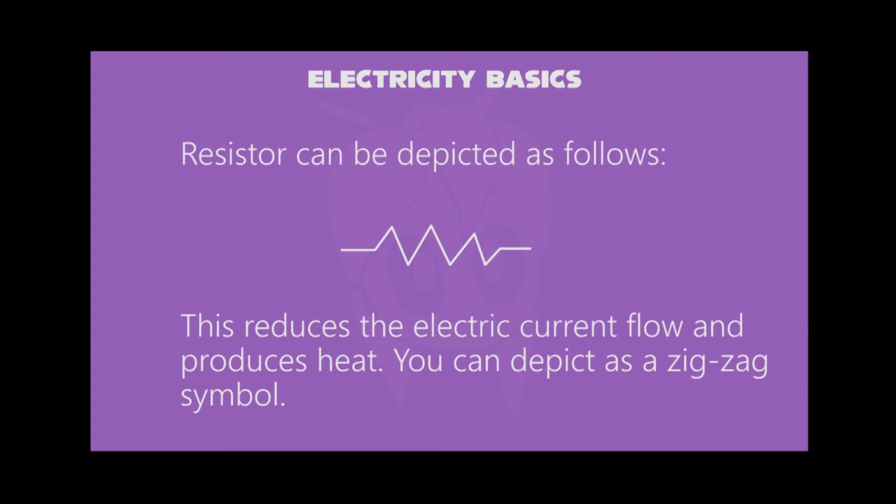Now, we go ahead and replace the bulb with a resistor. A resistor is an electrical component that reduces the electric current. The resistor's ability to reduce the current is called resistance. Thus, it generates heat. You can depict it as a zigzag symbolically.